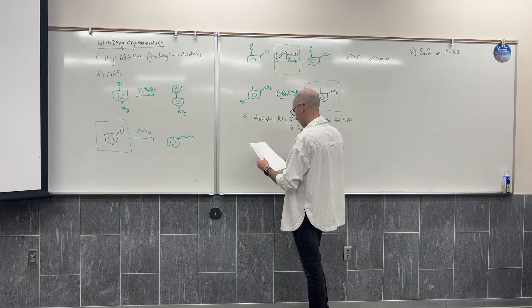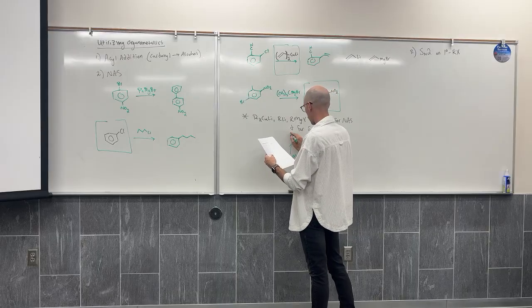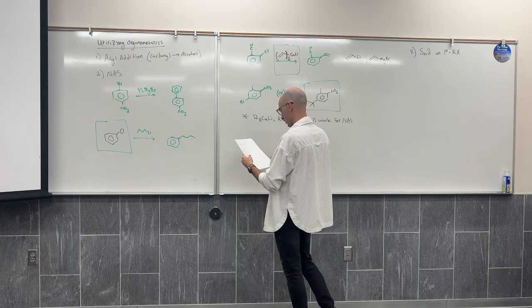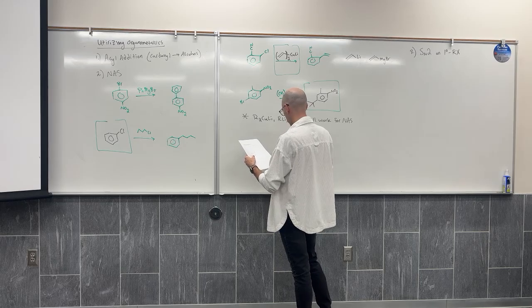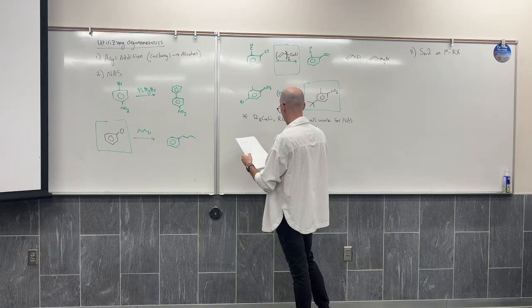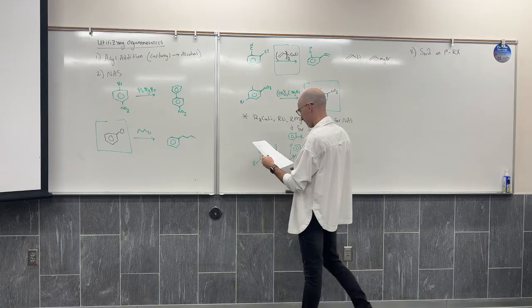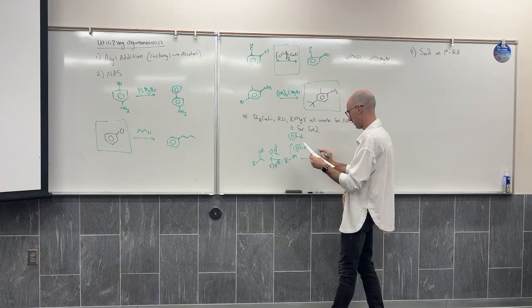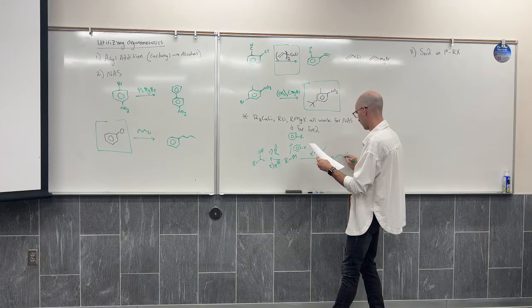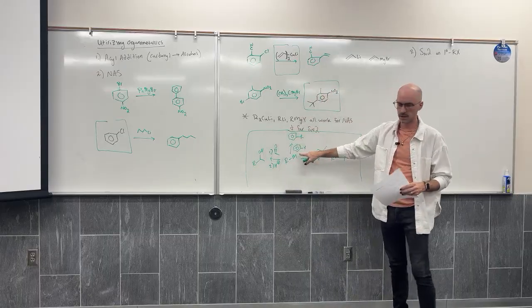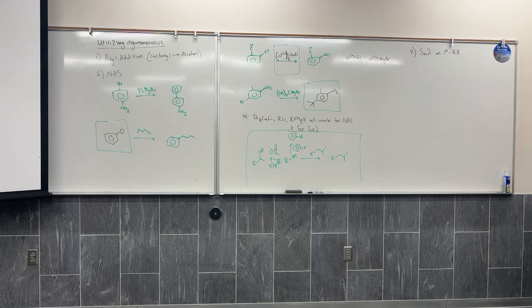So on that sheet, I had given you guys just a generic organometallic, RM. And so generically, we could show all of these steps. This is what your worksheet has for you. That NAS just needs an aryl halide.